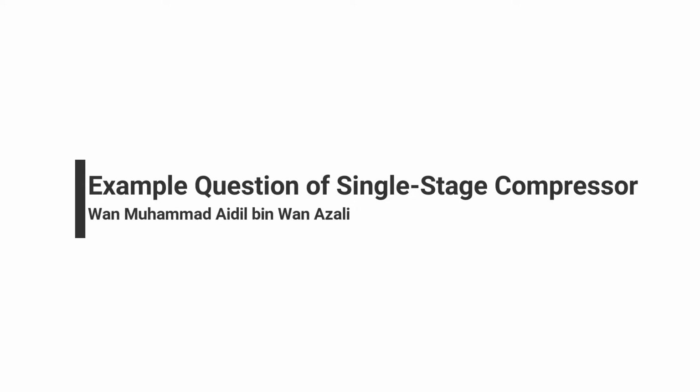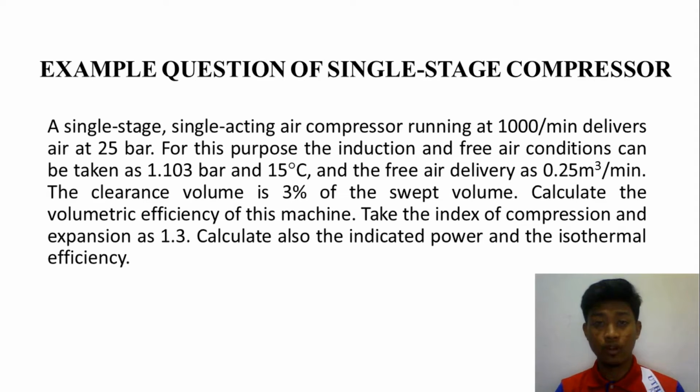Assalamualaikum warahmatullahi wabarakatuh. My name is Muhammad Aidil bin Azali, and I will be explaining an example question of a single stage compressor. So the question is: a single stage, single acting air compressor running at 1000 per minute delivers air at 25 bar. For this purpose, the induction and free air conditions can be taken as 1.10 bar and 15 degrees Celsius, and the free air delivery as 0.25 meter cube per minute.